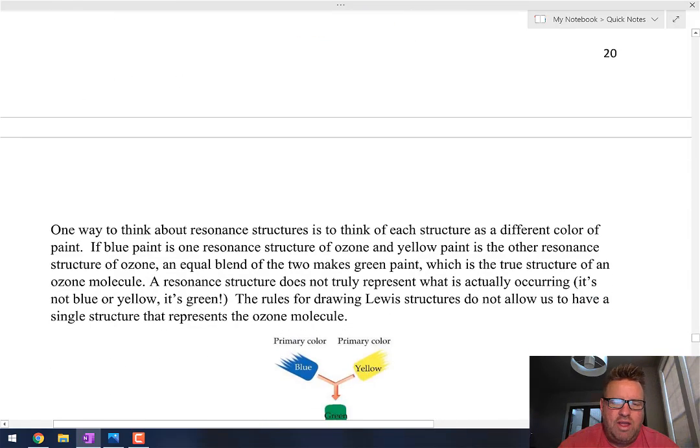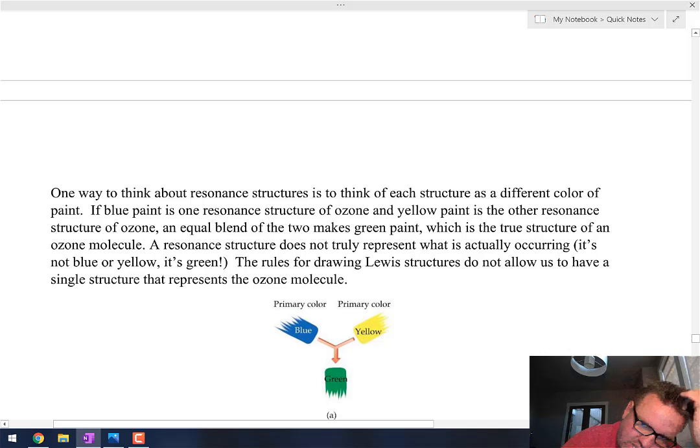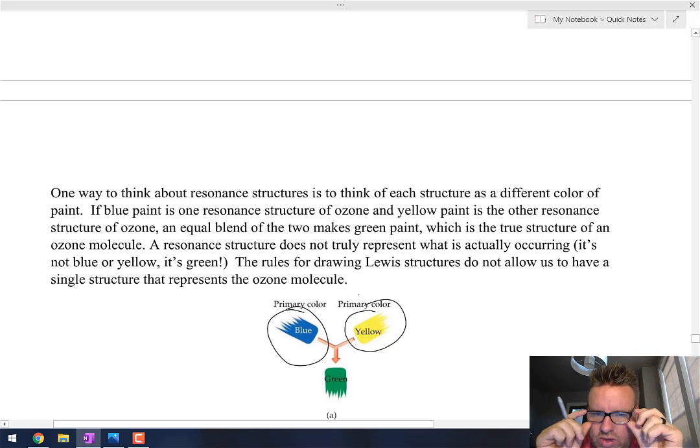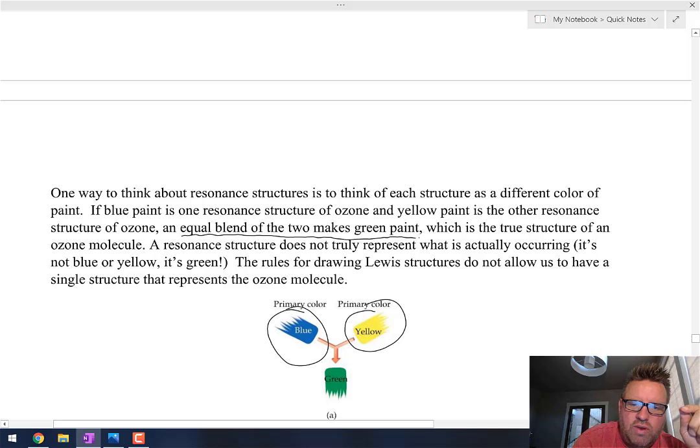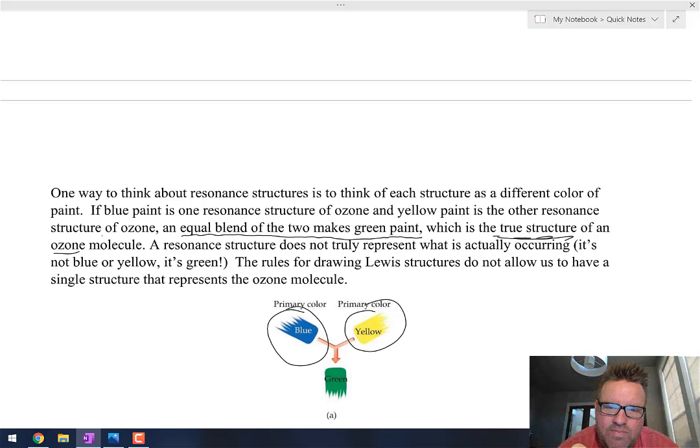Okay, one way to think about resonance structures, another way to kind of picture it, is think of each resonance structure as a different color of paint. So here's one way to draw ozone. Let's call it blue paint. Another way of drawing the ozone molecule is yellow paint. If blue paint is one, yellow is the other, an equal blend of the two makes green paint, which is the true structure of that O3, that ozone molecule. So the resonance structures do not truly represent what's actually occurring.